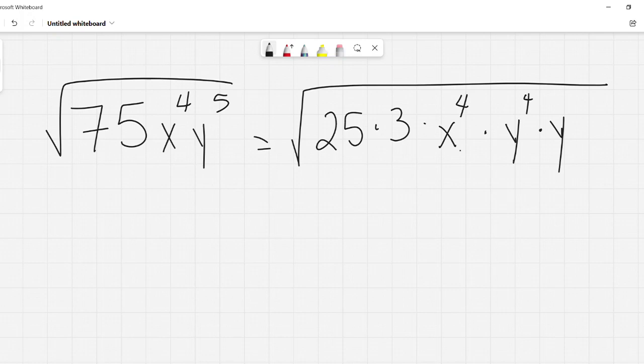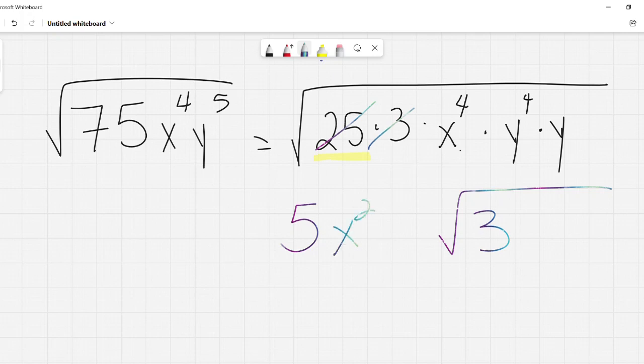Okay, so now there's certain things I can take the square root of. I can take the square root of 25. Square root of 25 is 5. And underneath my radical, the 3 gets left behind, taking care of those two. Square root of x to the 4th, I just divide it by 2, x squared. There's no other x's, that's gone. Square root of y to the 4th, y squared. Well, 1 y left behind under the radical.